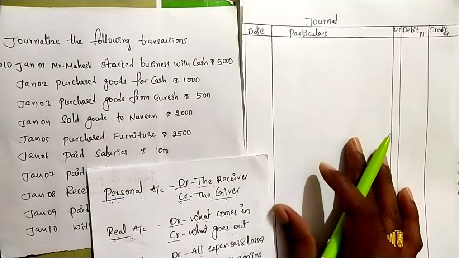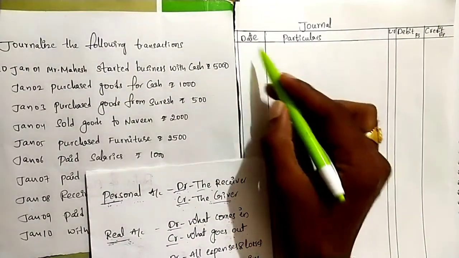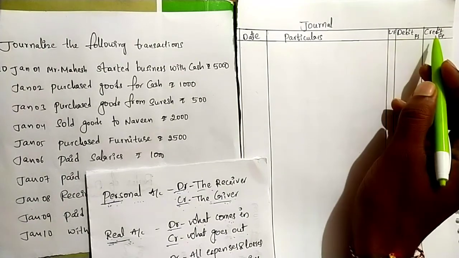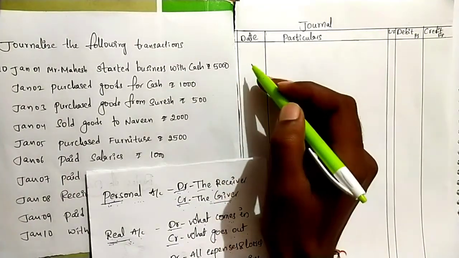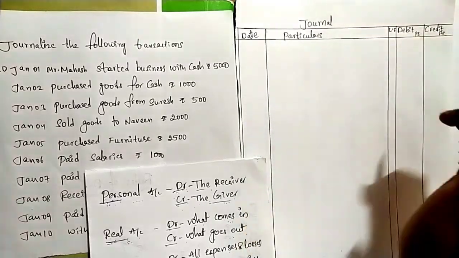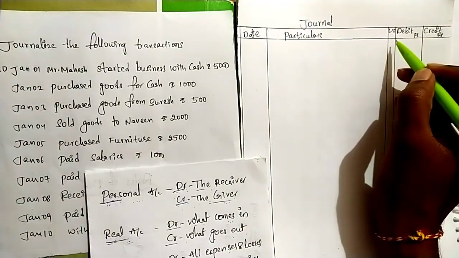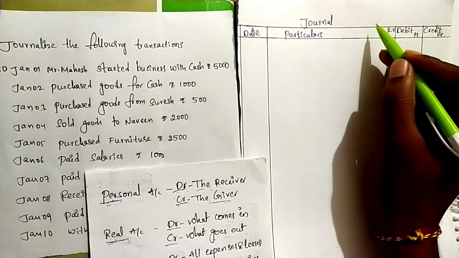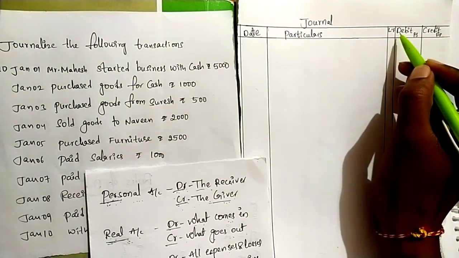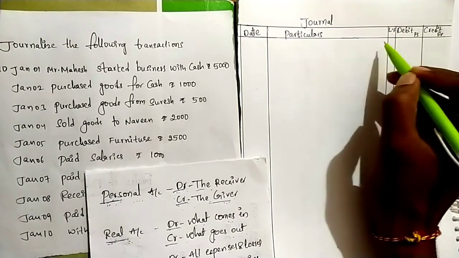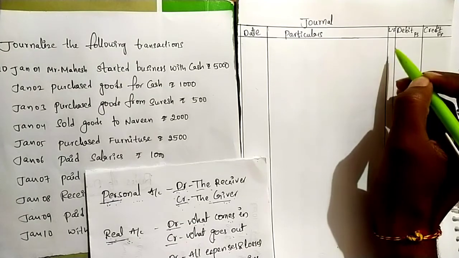See this journal pro forma: first date, particulars, ledger folio, debit rupees, credit rupees. In the date column we have to write the date. In the particulars column we have to write the debit account and credit account. Ledger is a secondary book, journal is a primary book. In the ledger folio we have to write page numbers, but we need not consider this column.